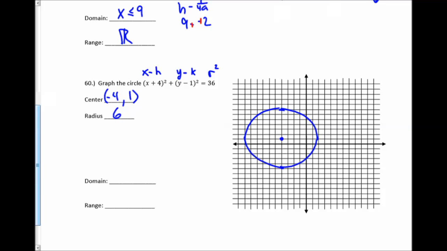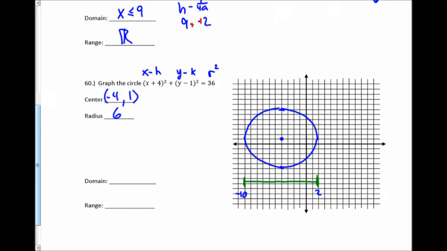And there's my circle. As long as we put in a good effort and try to make this thing look like a circle. And now domain and range. The domain values, the only x values that are used are from here to here. And so it looks like the domain values that I have start at negative 10 and go all the way up to positive 2.